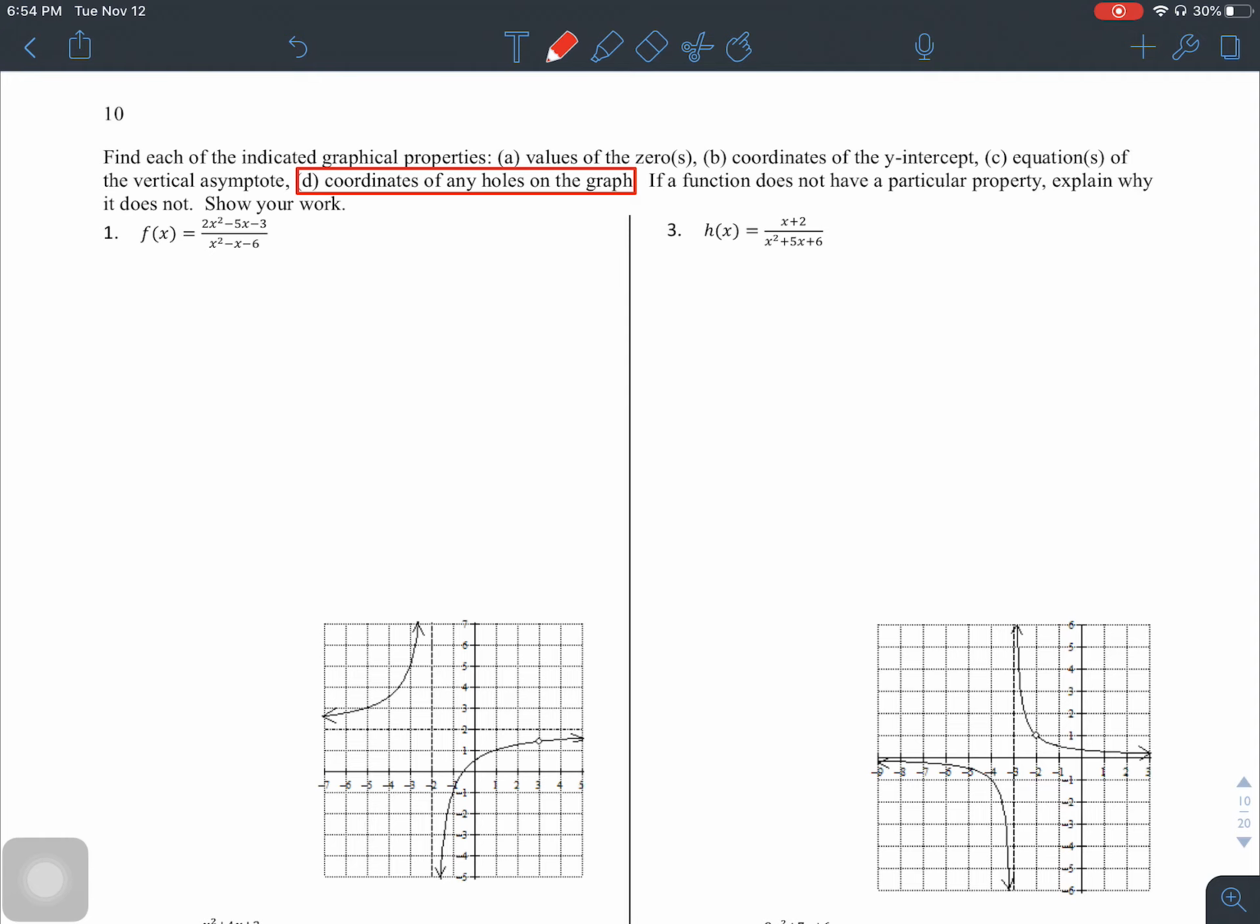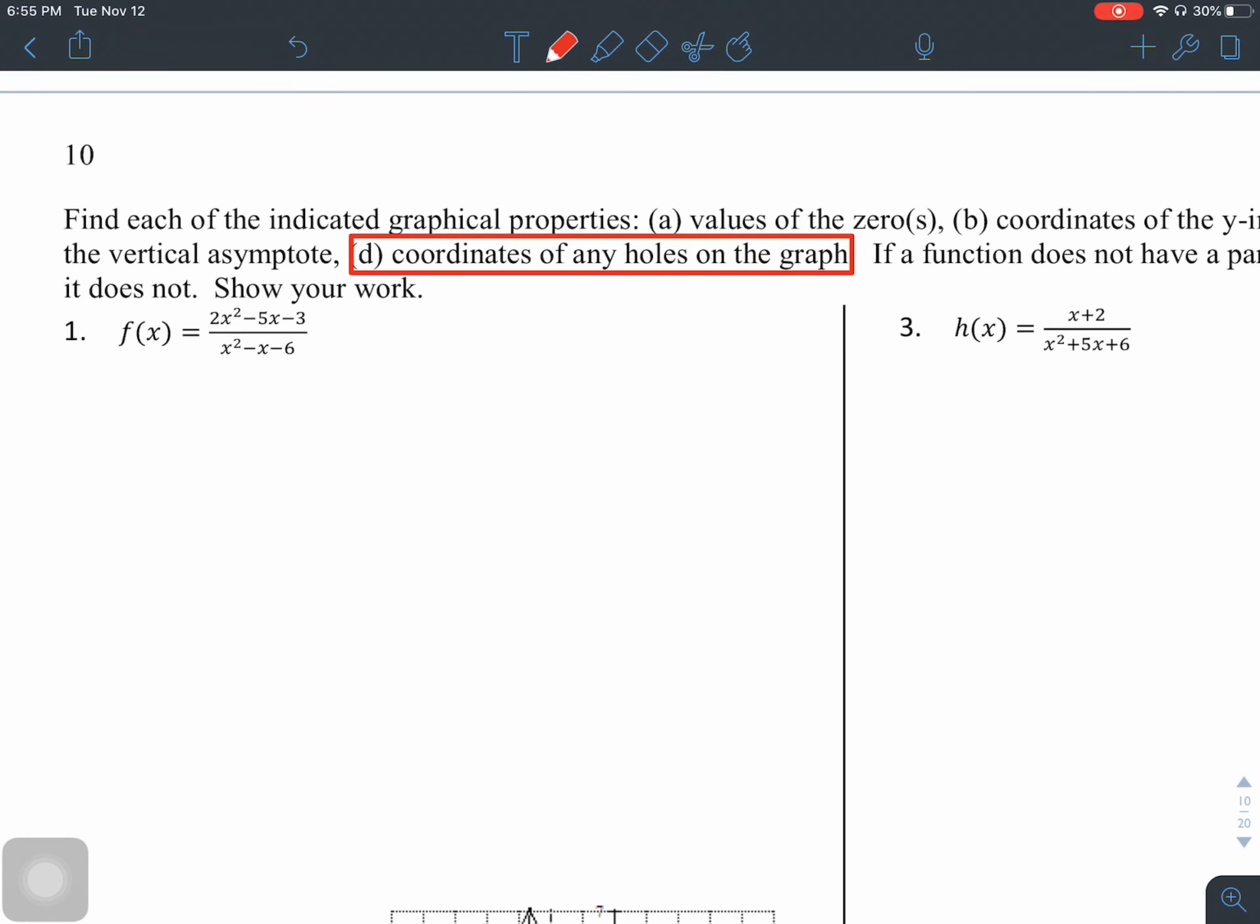If a function does not have a particular property, explain why it does not. Show your work. Now this says show your work, or you can explain. I'm going to show my work for some, and I'm going to explain for some others. So first of all, we would likely want to factor this, because this is often easier done when it's factored. The numerator factors into a 2x plus 1 and an x minus 3. The denominator factors into an x plus 2 and an x minus 3.